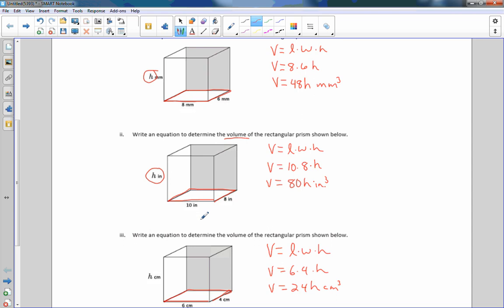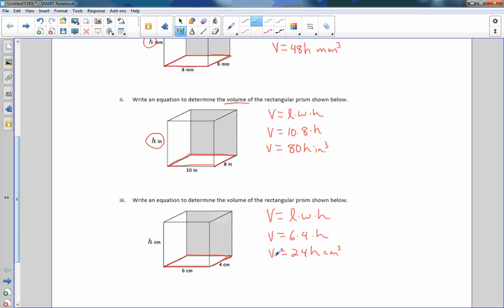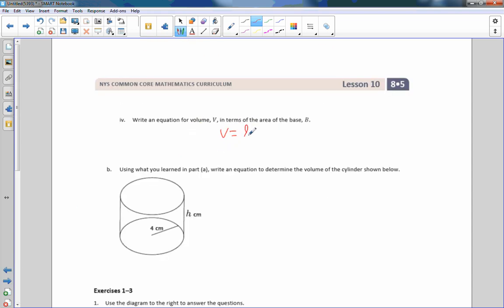So 6 times 8, 8 times 10, and 4 times 6, those are all the base. So that is our B. So in other words, this volume equals length times width times height. The L times W, which is your base, we can replace with B. So I can say B equals length times width. And that's what we're leading up to in this next example. So if I said volume equals length times width times height, like we've always been doing, and now I know that B, base, equals length times width, then I can simplify my equation and just say it is B, the base area, times the height.